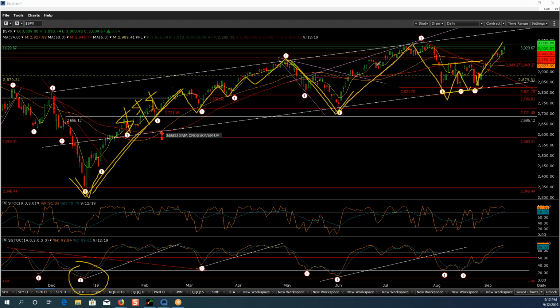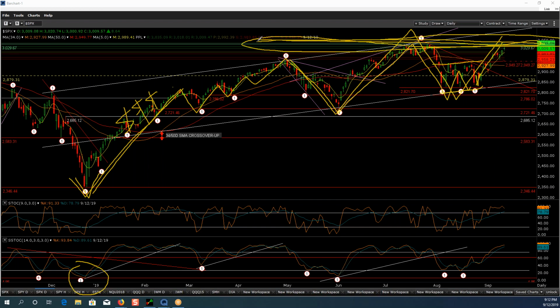So what does this look like? It's a frigging W. What does the W do? It's called the dragon bullish. It gets at least to the upper end of the neckline, which is 3,035, 3,050. So what are you going to sit there and say, oh my God, what's going to happen tonight? It's going to be all over.